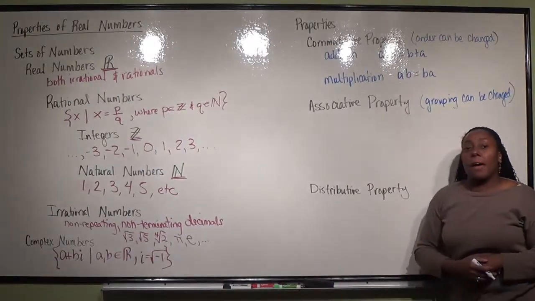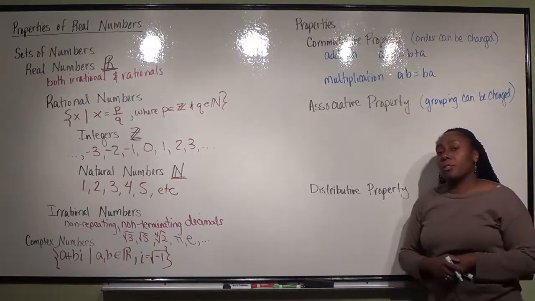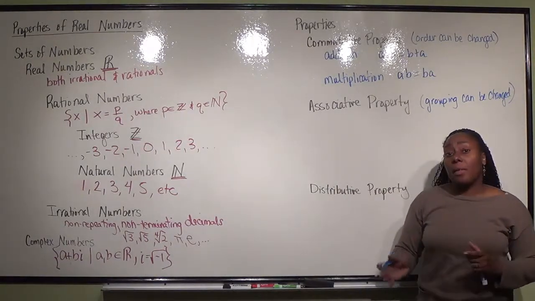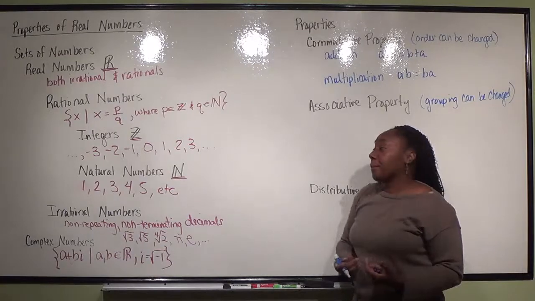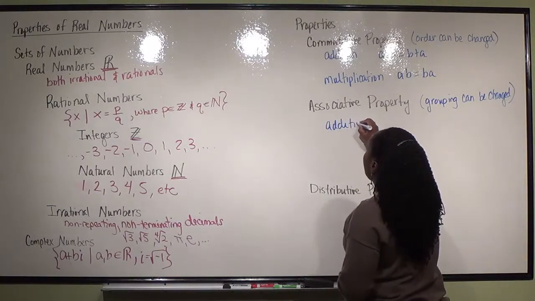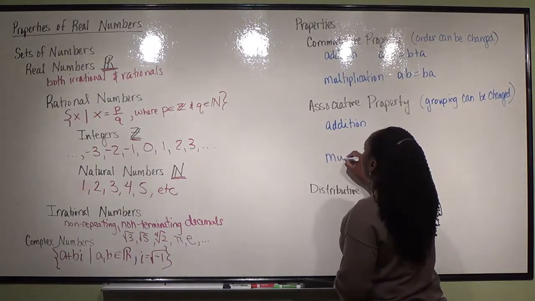Okay? So if I have three or more real numbers that I am performing operations on, it doesn't matter how I group those together, the result should be the same. Okay? And again, there's one for addition, and there's also one for multiplication.